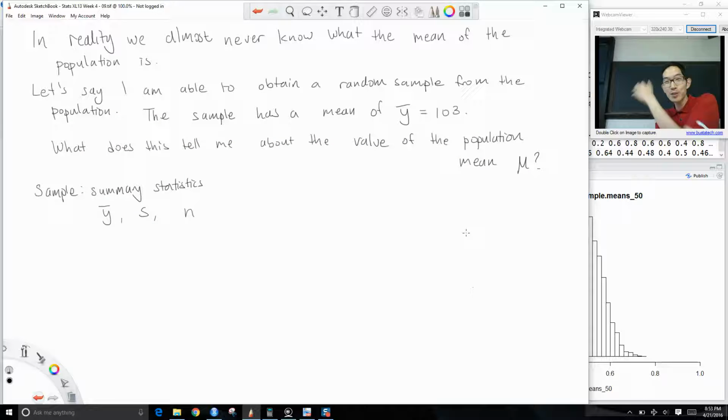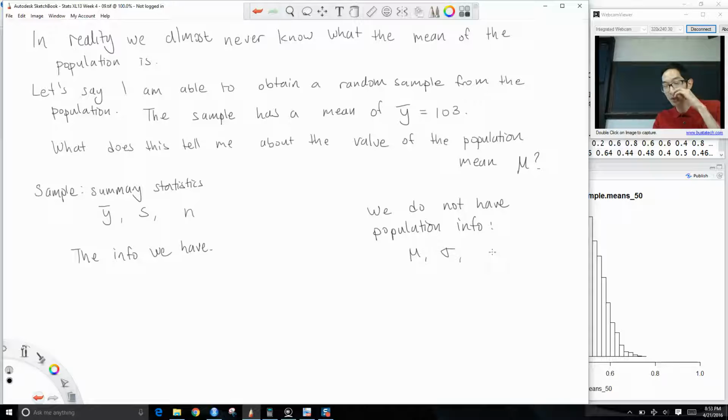So this is the question we have. This is the info we have, and we do not have population info. So we don't have mu, we don't have sigma, or I guess capital N being the size of the population. That doesn't even matter, but basically we don't have this stuff. So based on this, can I say anything about mu?